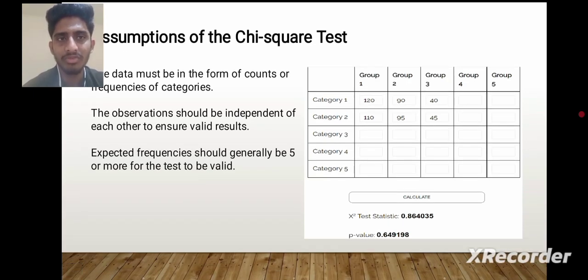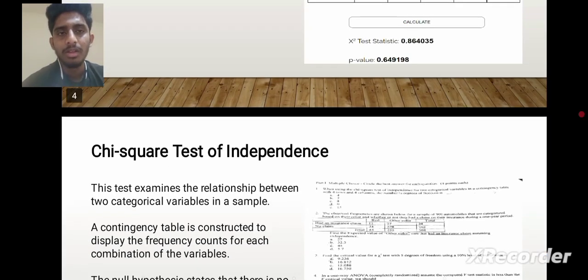The observations should be independent of each other to ensure valid results. The observations in a table need to be independent to get a valid result. Expected frequency should generally be 5 or more for the test to be valid.